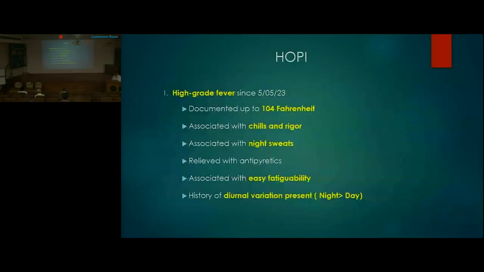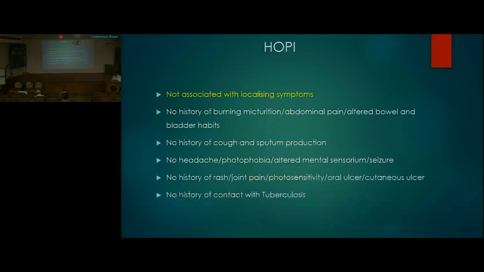In history of presenting illness, patient presented with high-grade fever, which was maximum documented up to 104 degrees Fahrenheit, associated with chills and rigors, night sweats, and easy fatigability, relieved with antibiotics. There was a history of diurnal variation of temperature, which was more at night as compared to day. There was no history of any localizing symptoms.